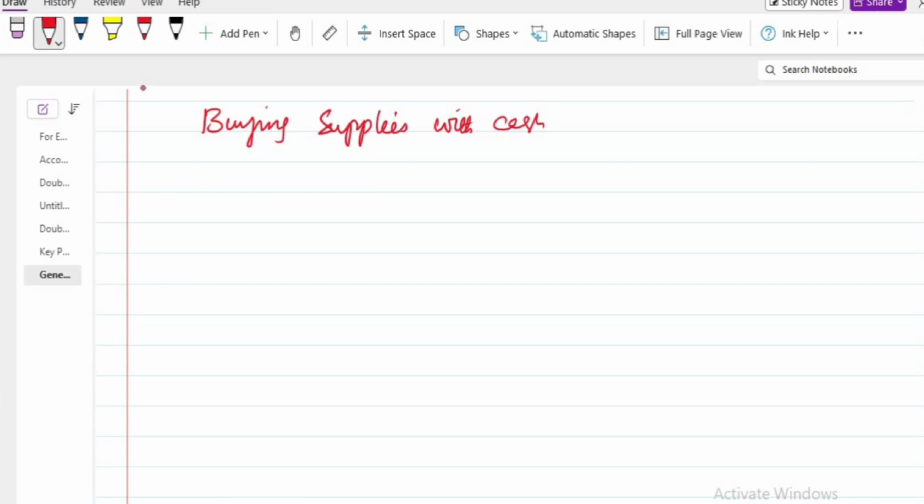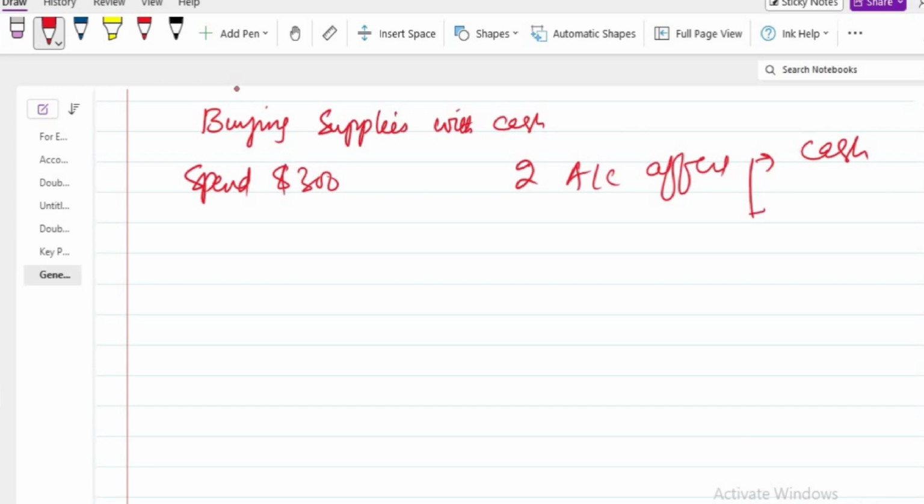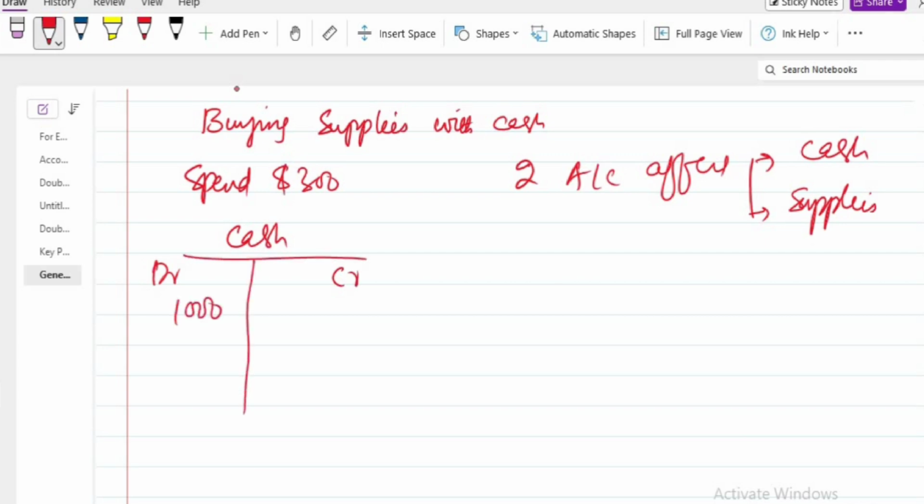Let's say you have spent $300. Now again, two accounts are affected. The first one is your cash account, and the second one is your supply account. We already have the cash account, with a debit side and a credit side, and in the cash account we already have $1,000. Another account we will have here is the supply account, with debit and credit.